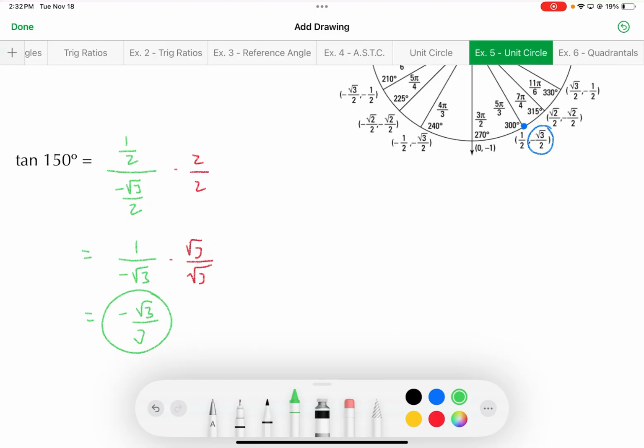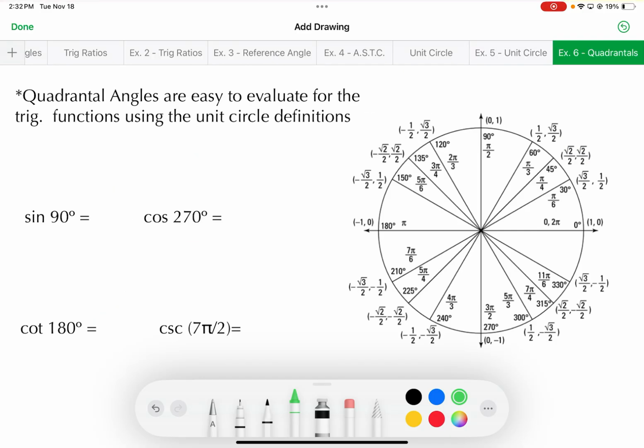Okay, now the one place I do certainly use the unit circle is in the quadrantals. Okay, remember your quadrantal angles, those are the ones that are multiples of 90 degrees, right? Okay, so sine of 90 degrees, that would place me right up here on the unit circle, passing through the point 0, 1. The y coordinate is 1, the r value is 1, so this is going to be 1 over 1 or 1. Cosine of 270 is going to place me down here at the point 0, negative 1. So x is 0, r is 1. 0 divided by 1 is 0.